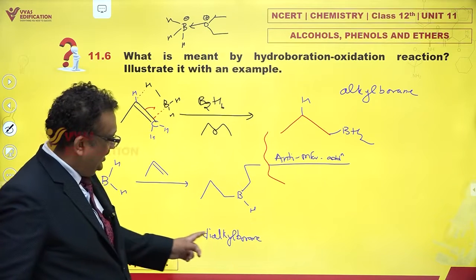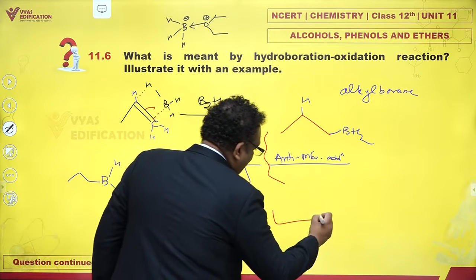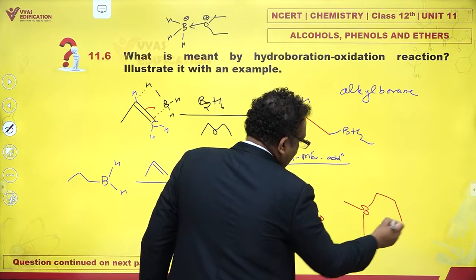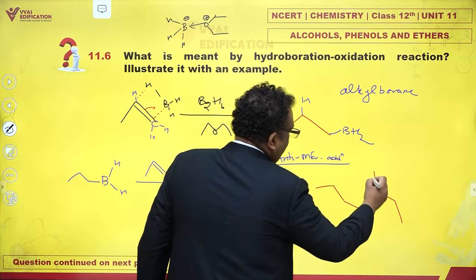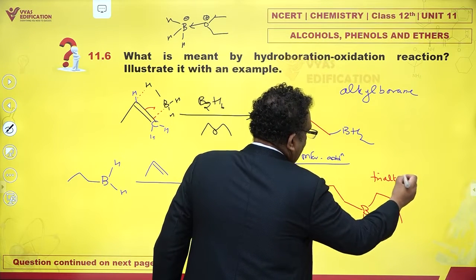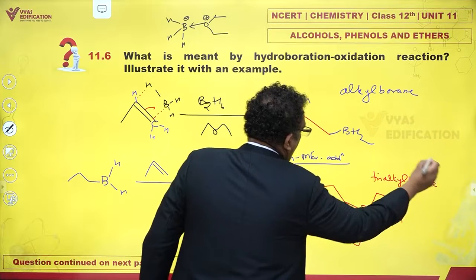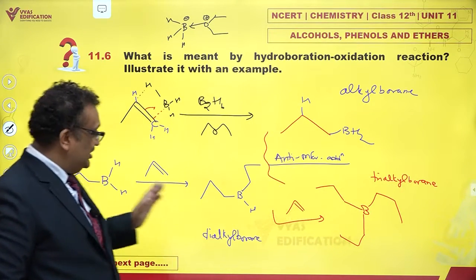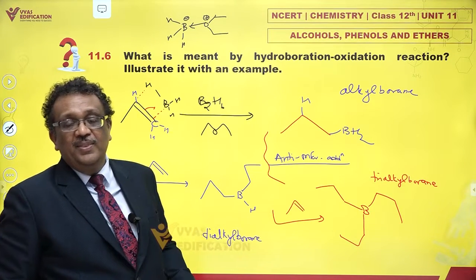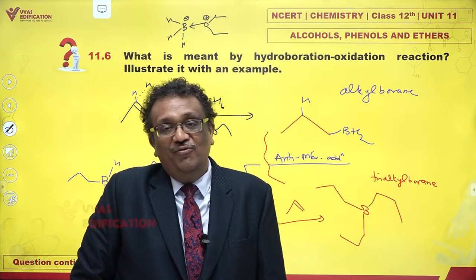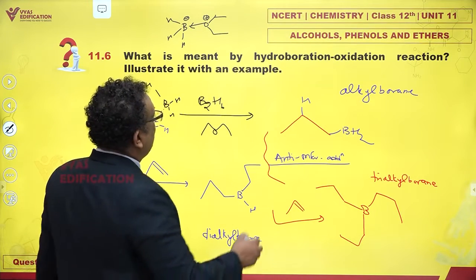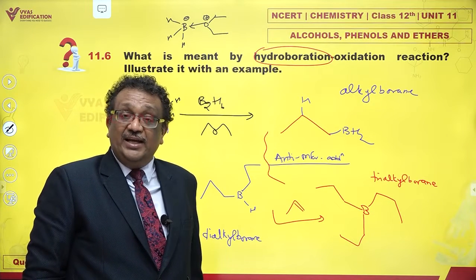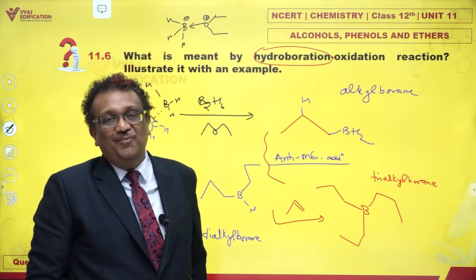This is different. This dialkyl borane can react with one more alkene to give you trialkyl borane. All these reactions are hydroboration reactions. Hydroboration step 1, hydroboration step 2, hydroboration step 3. All are anti-Markovnikov additions, my dear. So this is the concept of hydroboration. First part. What is the second part? Oxidation. Let's talk about oxidation.